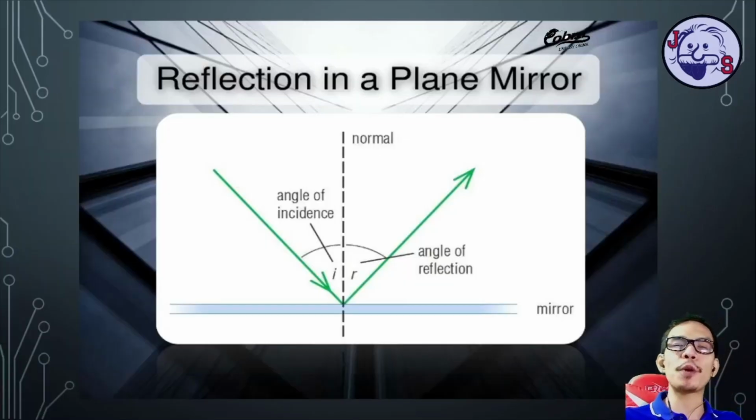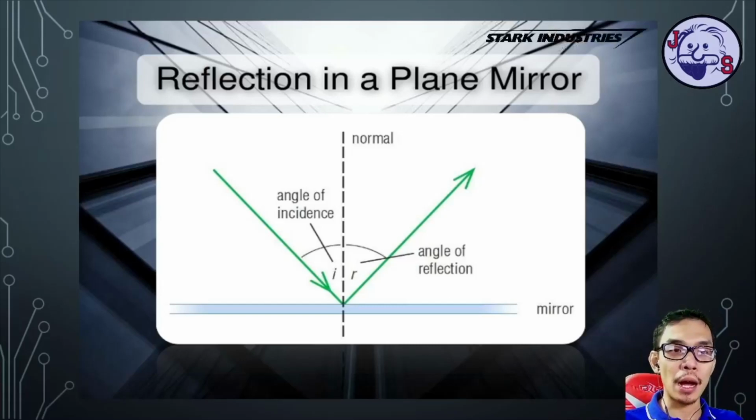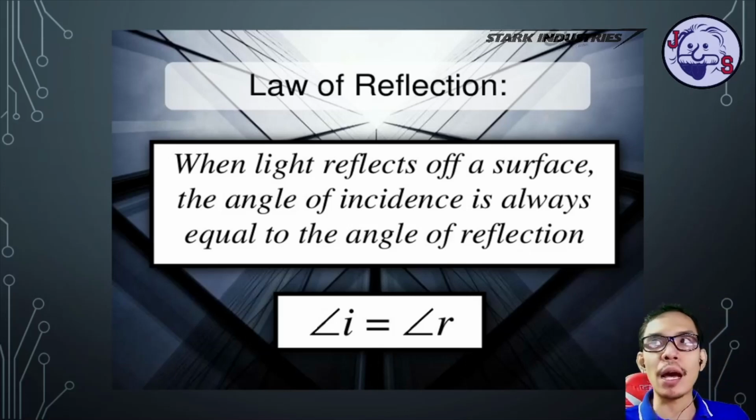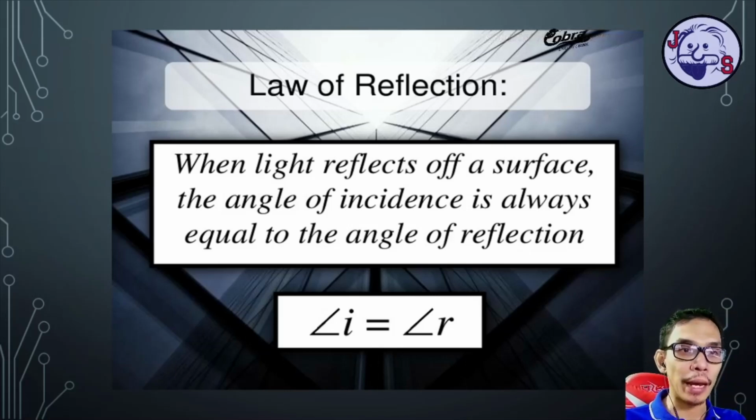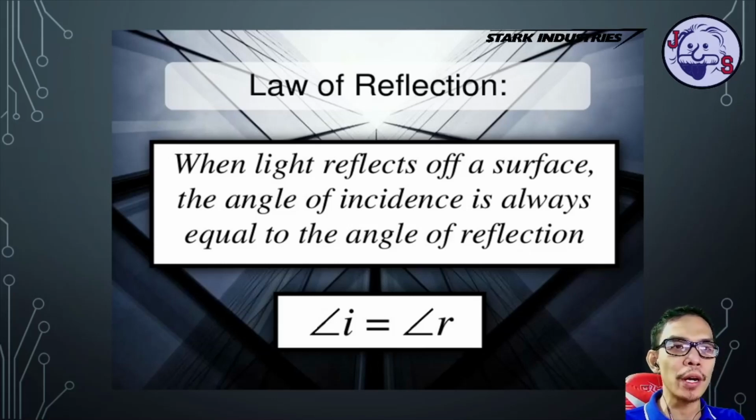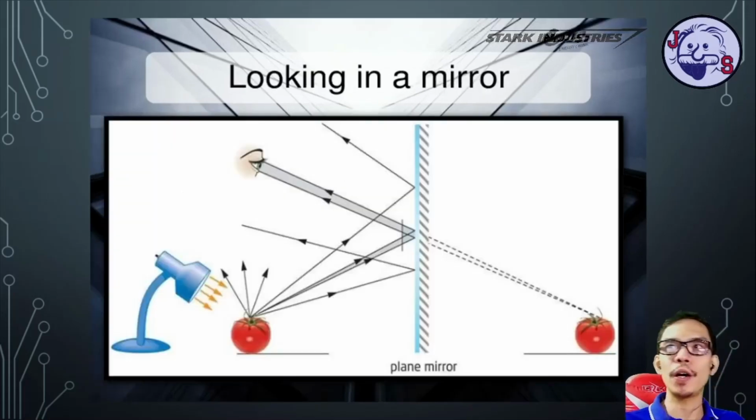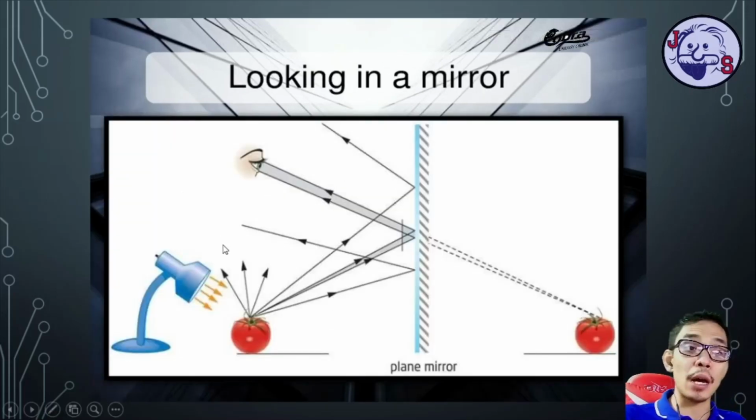Alright, so what are the images formed in the plane mirror in the first place? The plane mirror follows the law of reflection, which states that the angle of incidence is equal to the angle of reflection when light reflects. So basically, all things about how the image is formed in the mirror are governed by this parameter, which is the law of reflection.